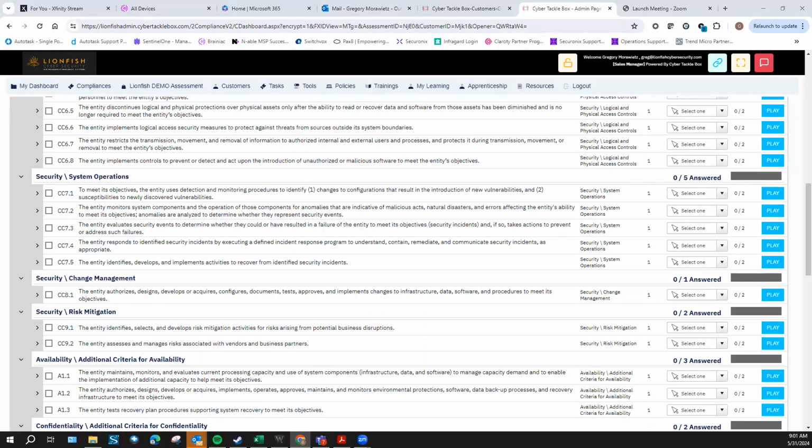Let's start off at, to meet its objectives, the entity uses detection and monitoring procedures to identify changes to configurations that result in the introduction of new vulnerabilities and susceptibilities to newly discovered vulnerabilities. So here you have to have two pieces of software. The first one is called an RMM, Remote Monitoring and Management, and that's like a Ninja or SolarWinds or Spiceworks or something like that, that monitors your network and identifies changes to your configuration.